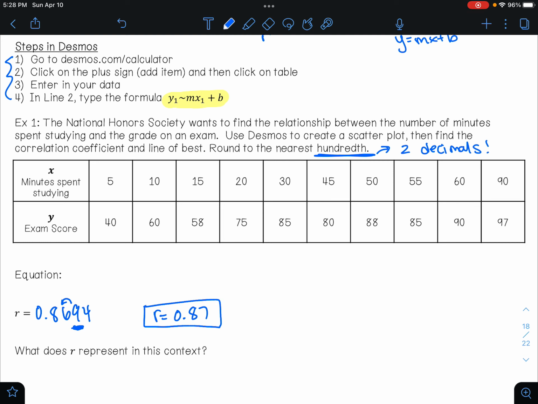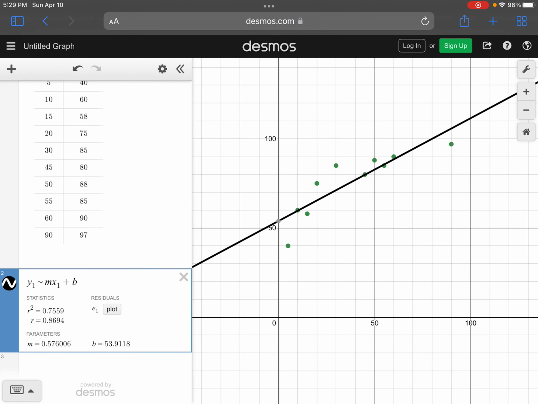Our equation, we're going to write this in slope-intercept form: y equals mx plus b. In Desmos, if you look, they give us m and b. M is 0.576006.